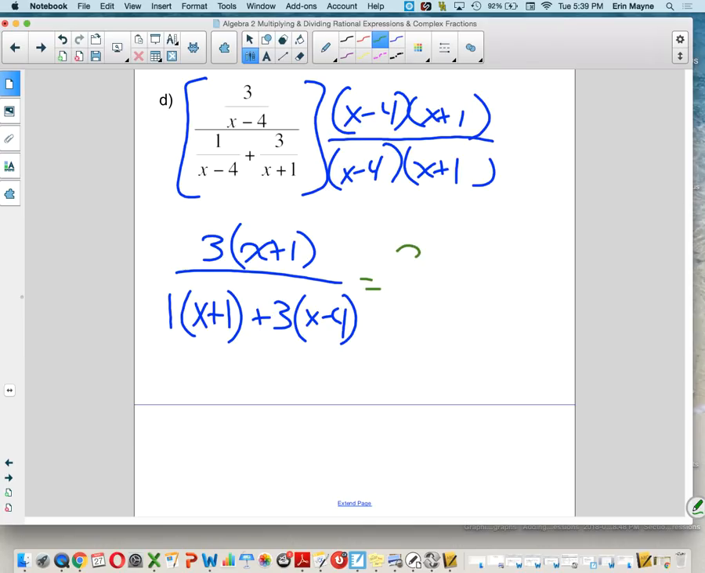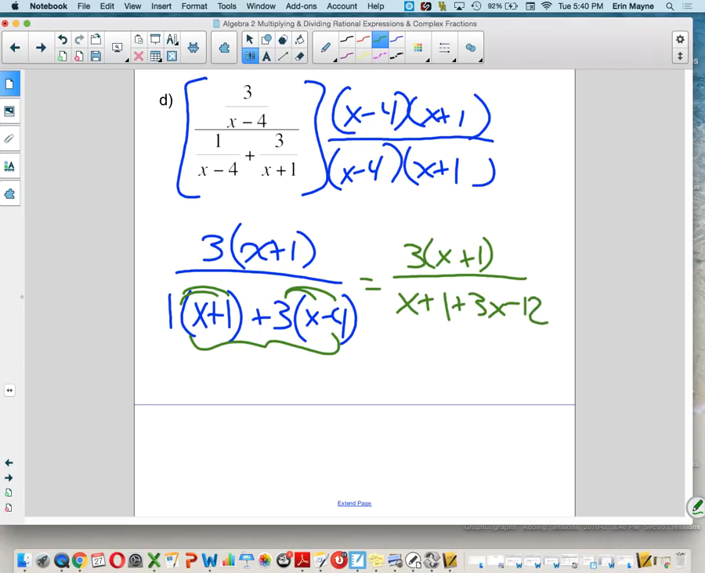On top, I have 3x plus 3. Now, I am going to argue, actually, you can go ahead and keep that. Since there's nothing else to combine it with, keep that in factored form. Don't distribute it. Here, because this is not in factored form, I have to distribute. This would just be obviously x plus 1. This right here would be 3x minus 12. So that gives me 3 times x plus 1 on top. And on bottom, I have 4x minus 11.